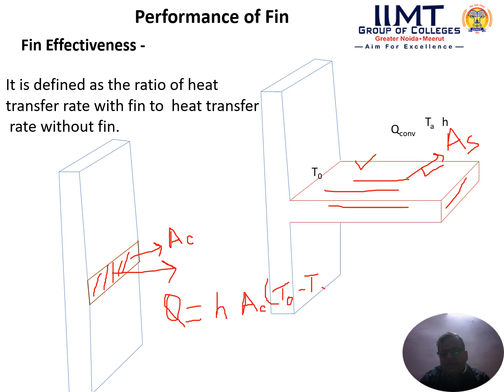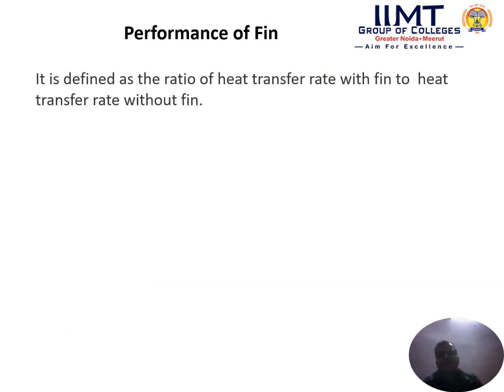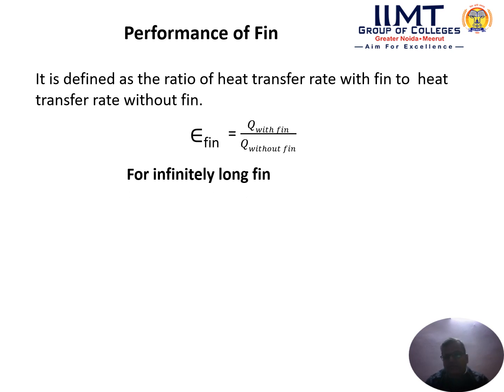This is the heat transfer rate when we are not using the fin, and q fin is already calculated for the case number 1, 2, and 3. Clear? Then the performance of the fin, effectiveness is defined as the ratio of heat transfer rate with fin to heat transfer rate without fin. That means effectiveness is equal to q fin, with fin, divided by q without fin. That means for infinite long fin, we have to consider the case. Let us consider the case number 1. The length of the fin is infinite long.